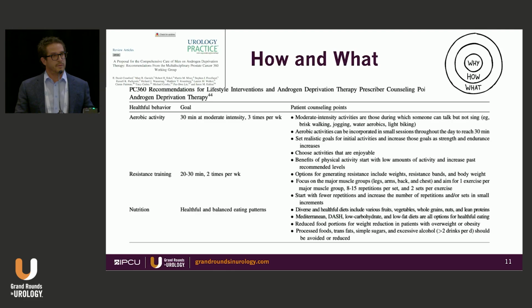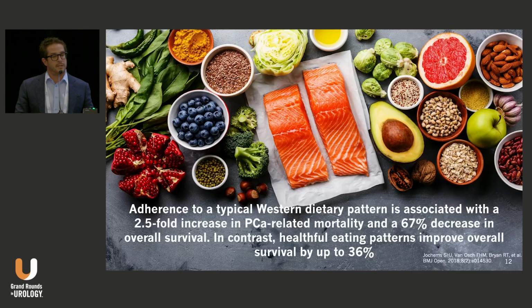So when you look at food, adherence to a typical Western diet is associated with a 2.5-fold increase in prostate cancer mortality and a 67% decrease in overall survival. In contrast, healthful eating patterns improve overall survival by 36%. So it's interesting, we talk about hazard ratios and declines, and looking at therapeutic interventions, pharmacologic interventions. Look at how much diet can impact overall survival.